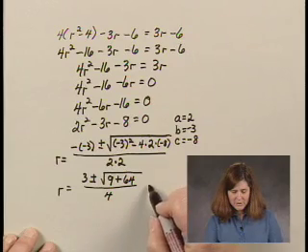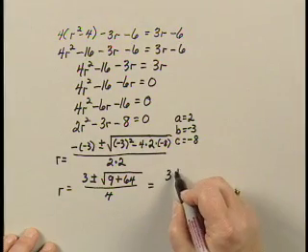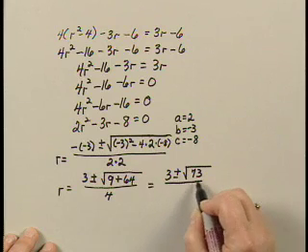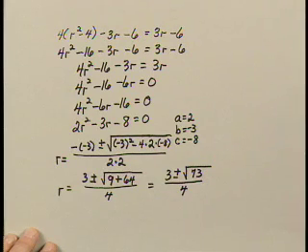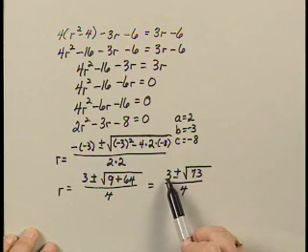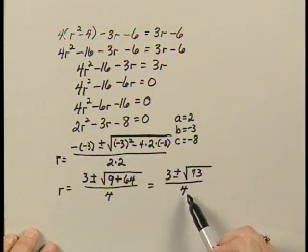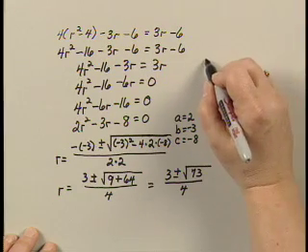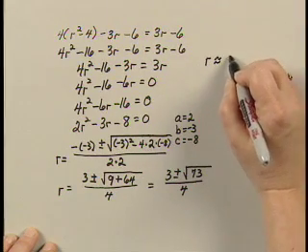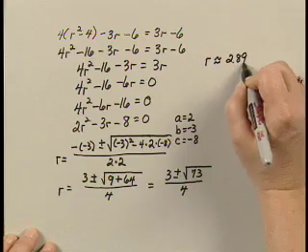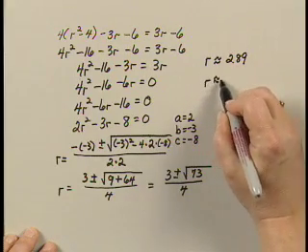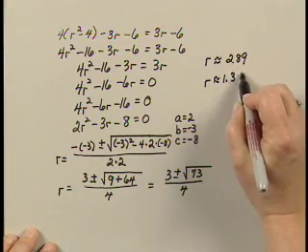And I can simplify a little further. That is 3 plus or minus the square root of 73 over 4. Approximating using a calculator, I would approximate 3 plus the square root of 73 over 4, and then 3 minus the square root of 73 over 4. And I get that R is approximately 2.89, that's using the plus, or R is approximately 1.39.